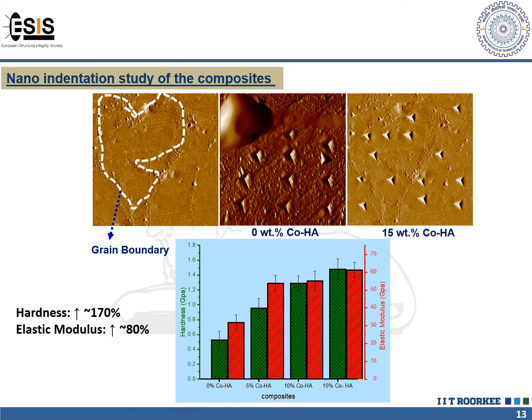In order to measure the surface resistance property and the elastic modulus of the fabricated composites, we did the nanoindentation study. Here the first images show the scanning probe microscopy images. Here we can see that when 15% of co-precipitated HA was added, the depth of penetration of the indents was very small as compared to 0% HA. After the addition of 15% HA, the hardness increased by around 170% and the elastic modulus was enhanced by around 80%.